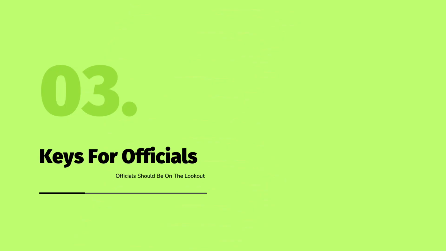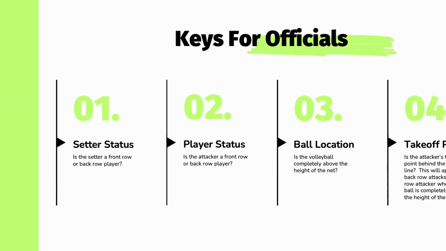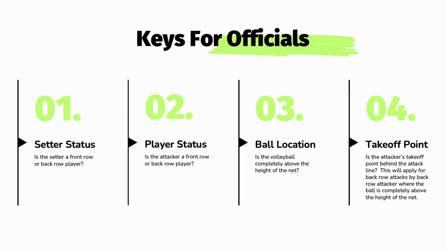So here are keys for our floor officials. Our officials should be on the lookout for the status of our setter. Is the setter a front row player or back row player? Player status: is the attacker who attacks the ball from behind the 10-foot line a front row player or back row player?